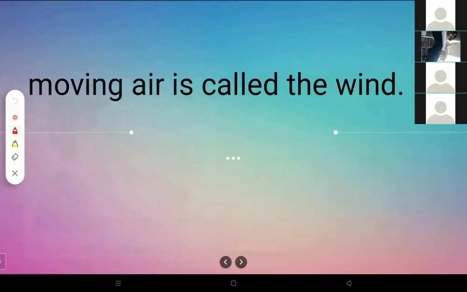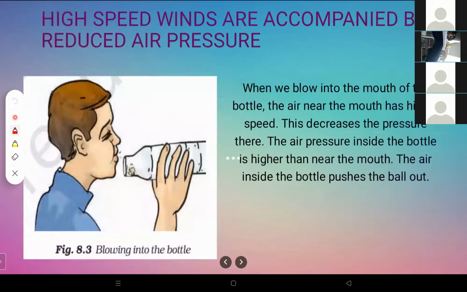Okay. Then there is another property of air. As we studied that air exerts pressure, high speed winds are accompanied by reduced air pressure. Means the higher the speed, the less the pressure. Okay. Let's study this with the help of some experiments. These experiments are given in NCERT, so we have to study them.